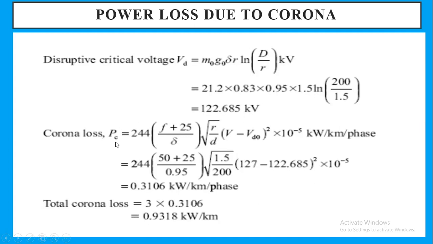Now we come to corona loss, which is the power loss due to the corona effect. We need to find it by the formula: 244 is a constant factor, multiplied by (f + 25) divided by δ. Here f is the operating frequency of the transmission line, 25 is another constant factor, and δ is the air density, multiplied by the square root of r divided by d. r is the radius of the conductor and d is the separation distance between the conductors, then multiplied by (V minus Vd) squared.